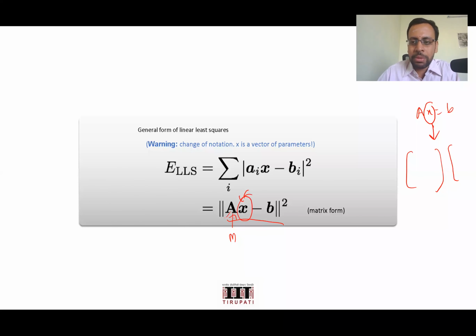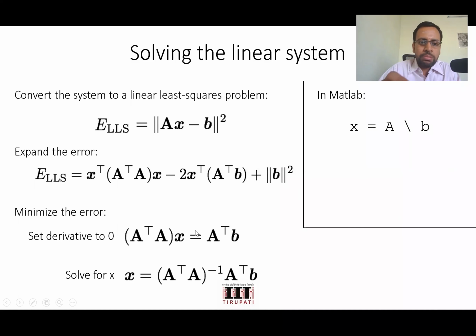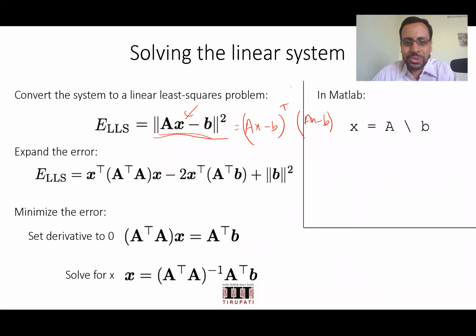X is the parameter which you need to compute there. So this can be (Ax - b) whole squared, which is what you want to minimize by varying the x values here. How do you write this in matrix form? The square of it is nothing but (Ax - b) transpose times (Ax - b). So then you expand that.